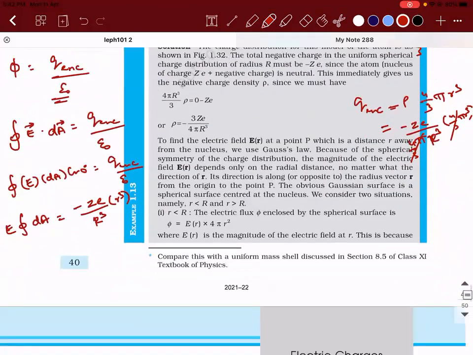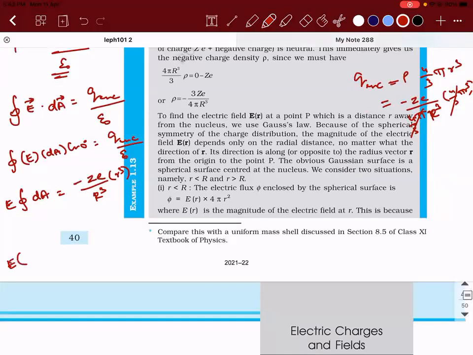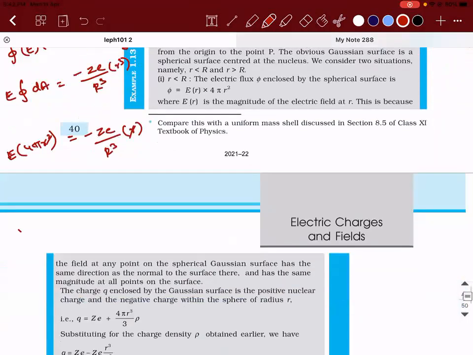Okay. So when this is the case, E into the loop integral of dA, 4 pi small r square, that is the surface area of the sphere, is equal to minus ZE divided by R cube into small r. So this and this will get cancelled. So E will be equal to minus ZE divided by 4 pi R cube into small r.